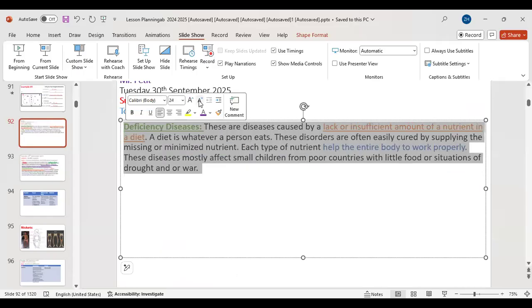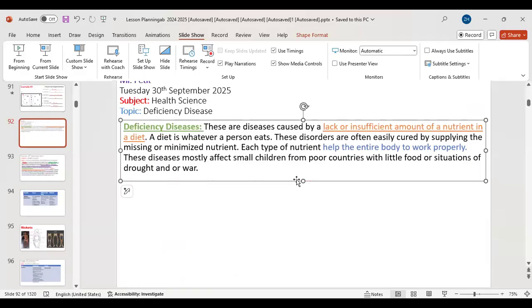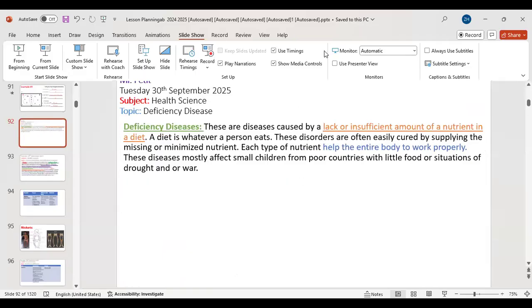Okay. But the thing is that these things are fixable, right? It's not like a life sentence. Just drink some more milk. But milk is not the only thing that has calcium, right? Some people think that. Milk is not the only thing that has calcium.